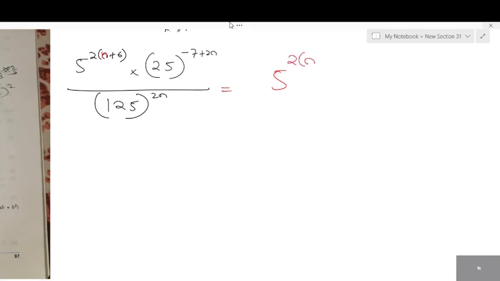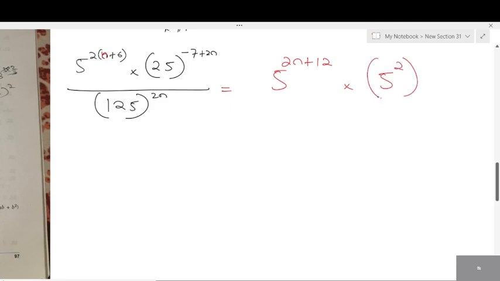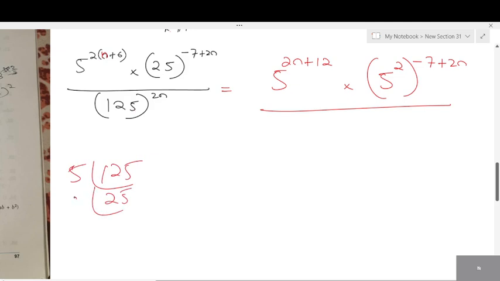Don't write anything. Just multiply the powers. What is 2 into n plus 6? 12. Multiplied by 25 is given. How do you factorize 25? 5 square into minus 7 plus 2n, divided by 125 to the power of 2n. How do you factorize 125? What to the power gives 125? 5 cube into 2n.